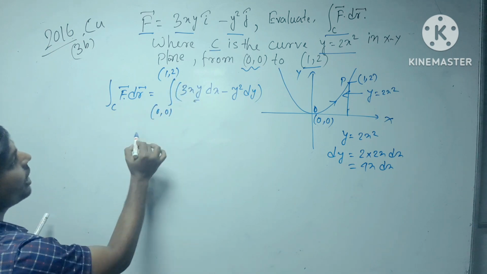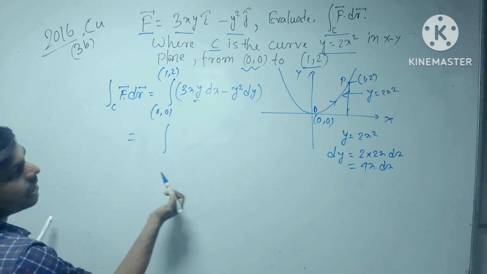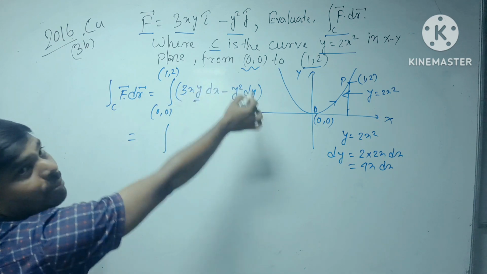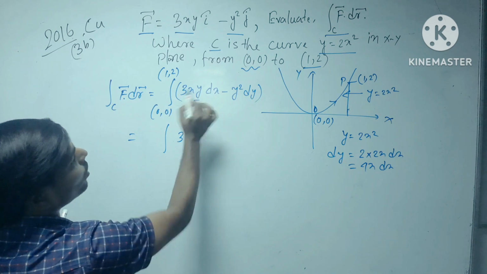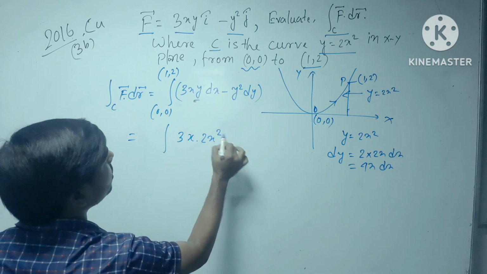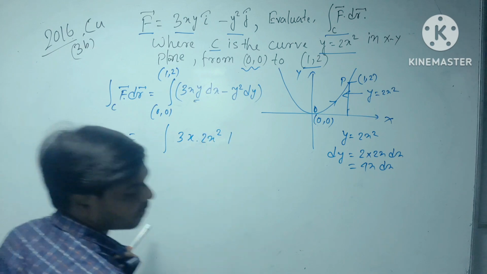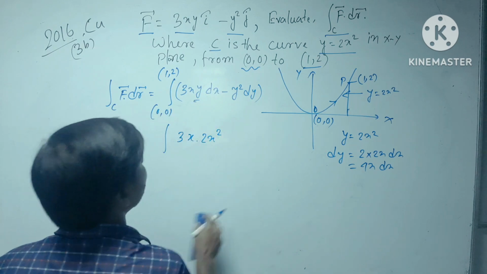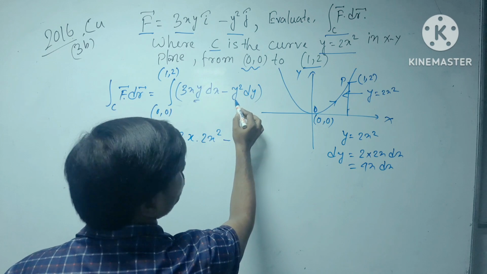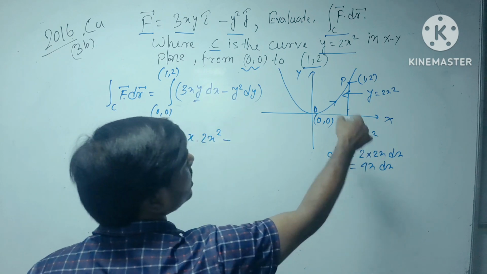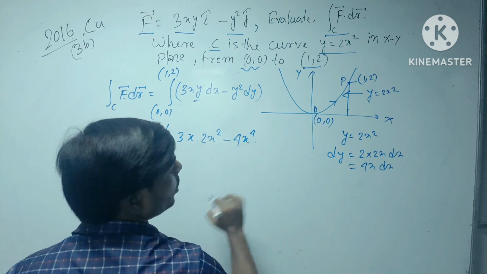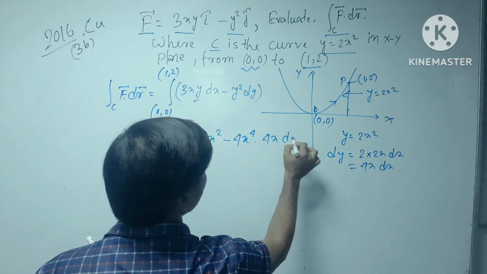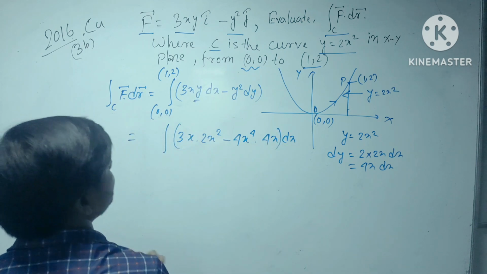Then this double integration becomes single integration, I will represent the whole term in terms of x. So this is 3x into y, y means 2x square, dx I am not writing now, I will write it at once. So minus y square means 2x square whole square, that is 4x to the power 4, into dy, it is 4x dx. So this is the integration.